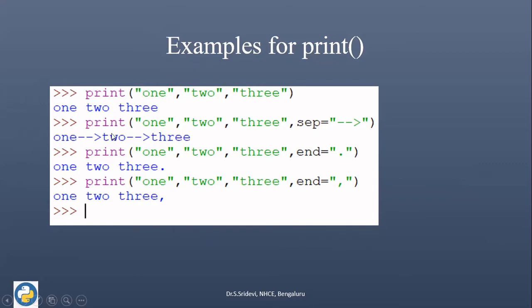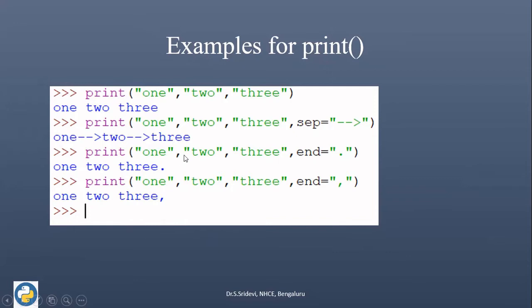Now, let's see the second example. Suppose I want to override the default separator. So I am going to set sep is equal to, inside double quotes, whatever separator we want. Now I have given a double hyphen, then a greater than symbol, that is for an arrow. So now when I print this, the message is 1 arrow, 2 arrow, 3.